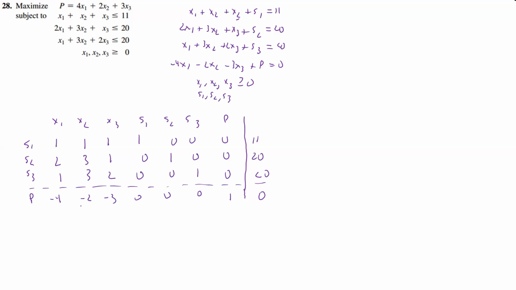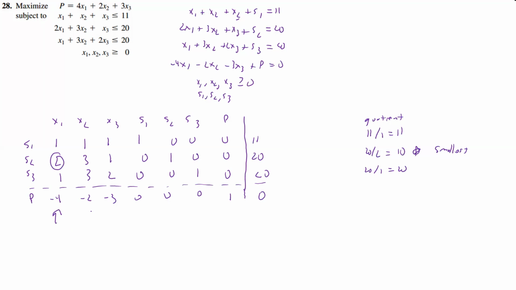Now we look for the biggest negative down on the bottom, which happens to be this one. Now we need to do our quotients to figure out which one we circle. We have 11 divided by 1, that's 11. Here 20 divided by 2 is 10. And here 20 divided by 1 is 20. So the smallest is this one, so we're going to circle that.